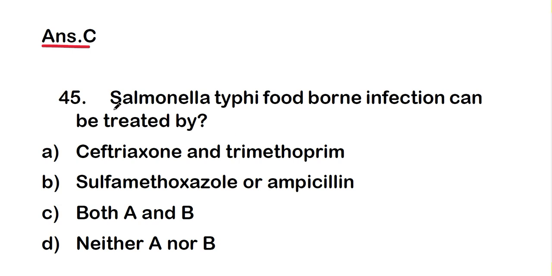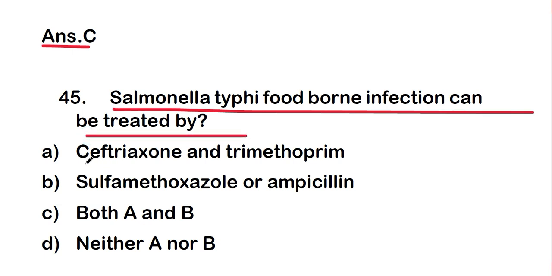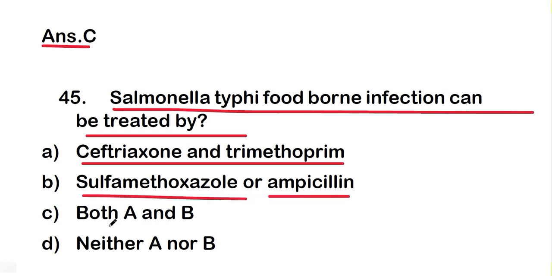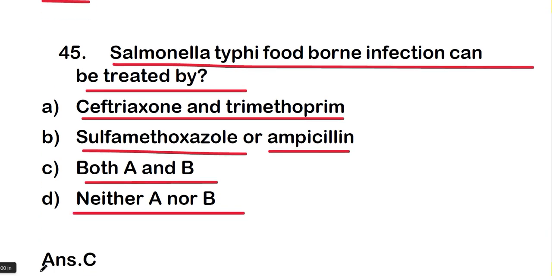Question number 45 is: Salmonella typhi foodborne infection can be treated by option A ceftriaxone and trimethoprim, or option B sulfamethoxazole or ampicillin, or option C both A and B, or option D neither A nor B, and the right one is option C, that is both A and B is the correct treatment for Salmonella typhi foodborne infection, and the options which are correct are option A and option B, that is option C, both A and B.